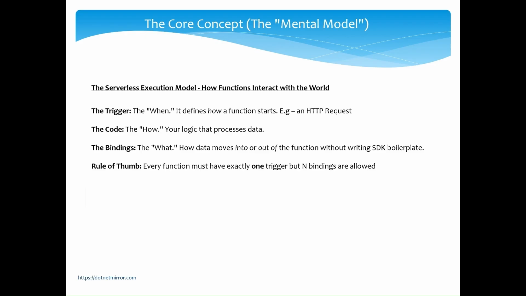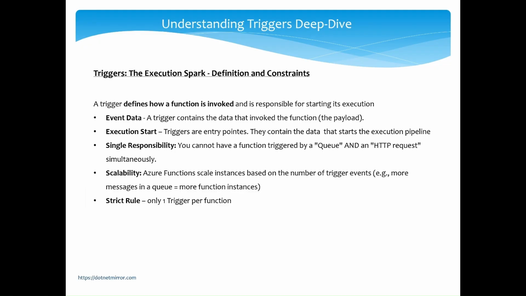This is how your code interacts with other services, how it pulls data in or pushes data out without you having to write complex SDK connections. The golden rule to remember is every individual function must have exactly one trigger, but it can have 0, 1, or many bindings. Let's zoom in on triggers.